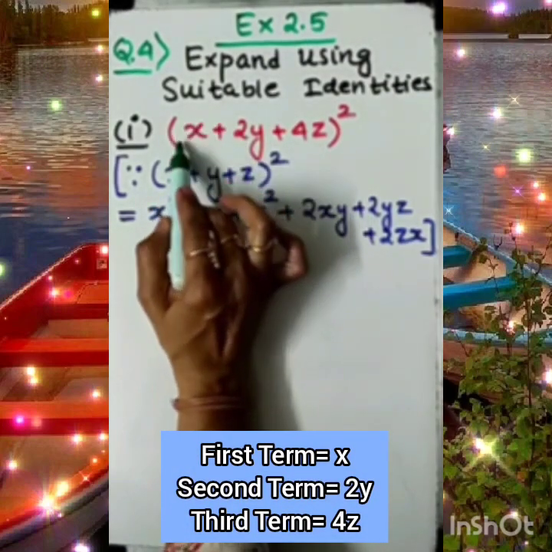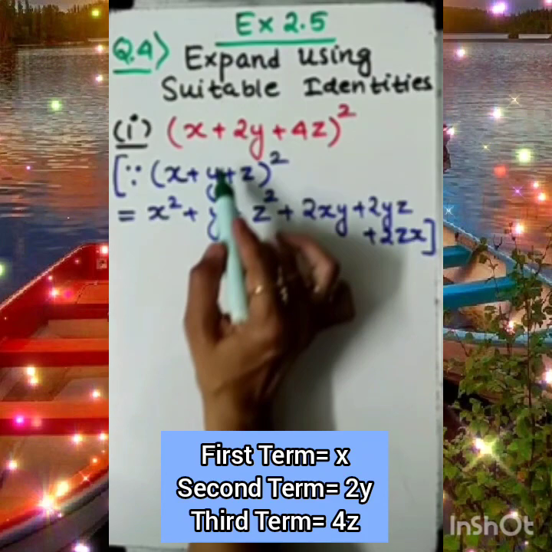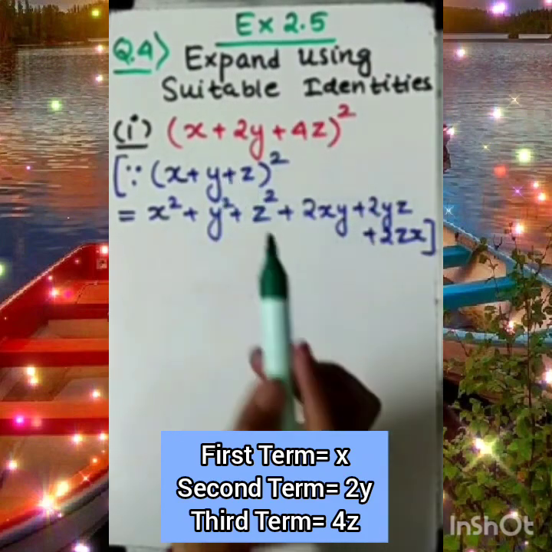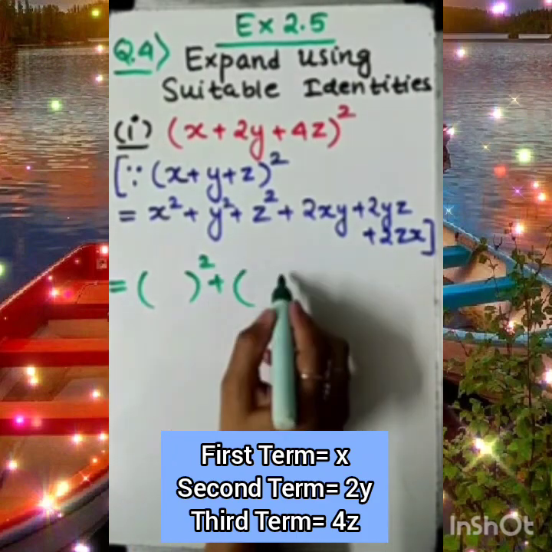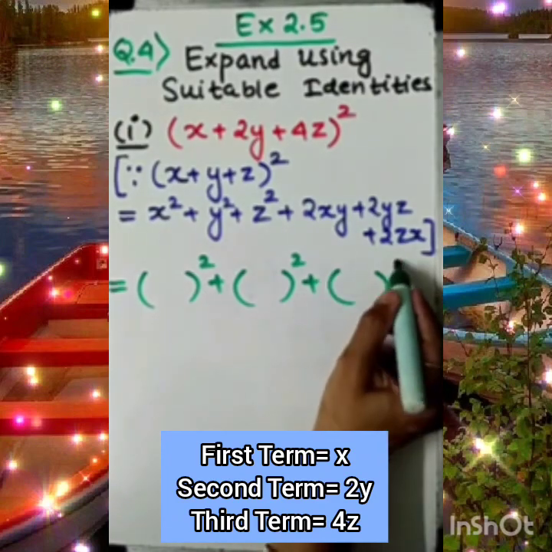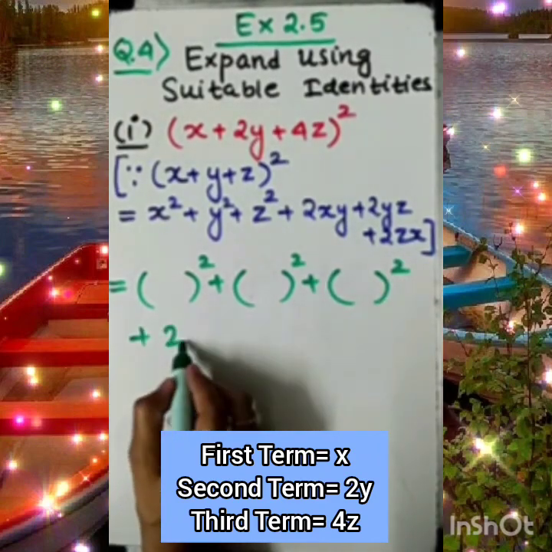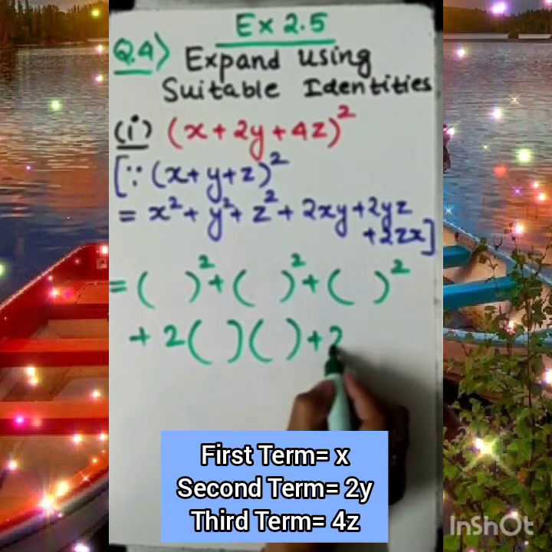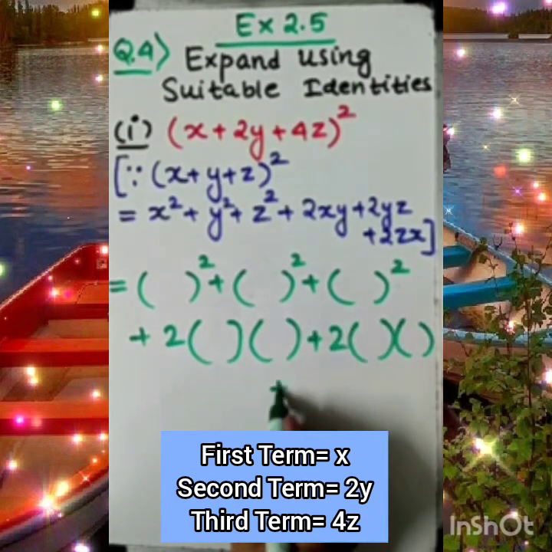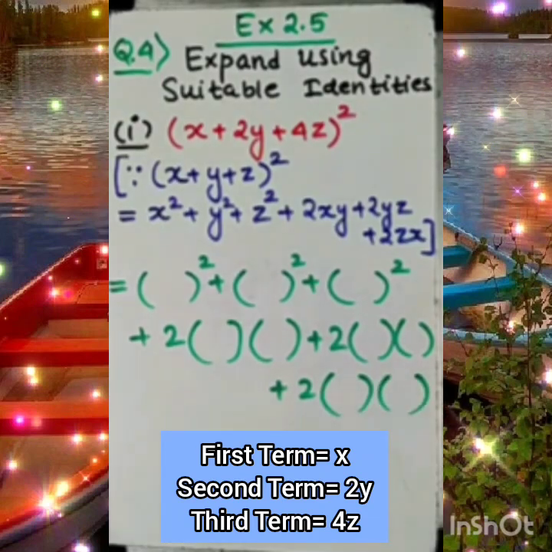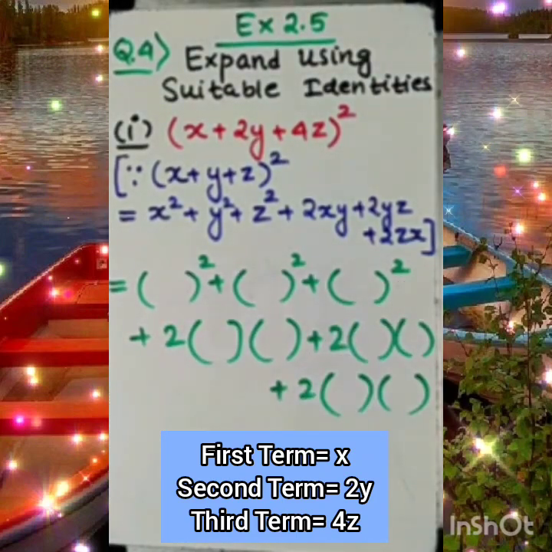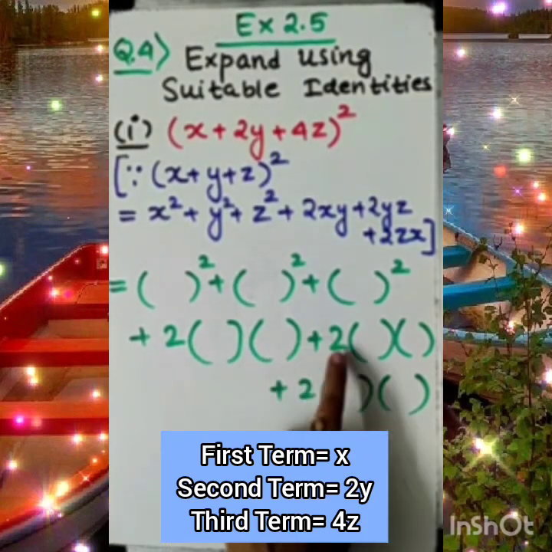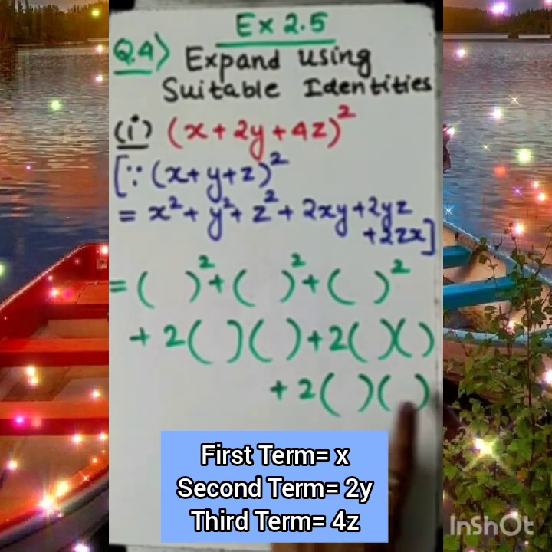We consider this our first term x, this our second term, and this our third term. According to that, let's note down the square of the first term, the square of the second term, and of course the square of the third term, plus 2 into first and second, 2 into second and third term, and 2 into third and first term. Simple, very easy. Once again I am explaining to you: first term square, second term square, third term square. Then 2 into first and second term, 2 into second and third term, and 2 into third and first term.